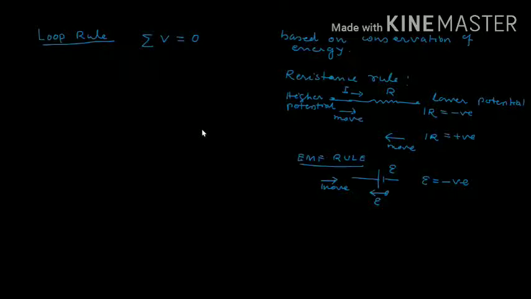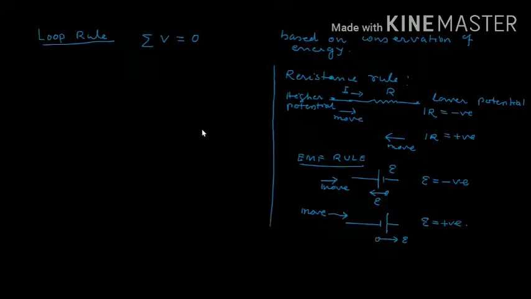In the other case, suppose this is the negative terminal and this is the positive terminal. The direction of EMF is from negative terminal to positive terminal. So if the movement is in the direction of EMF, then EMF is taken as positive. So this is called the EMF rule. These two rules can be applied in using the loop rule.